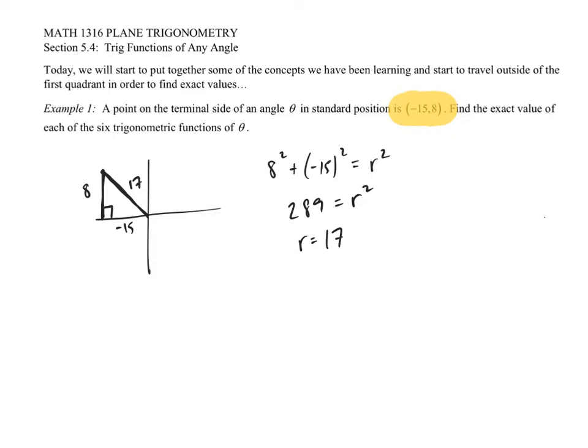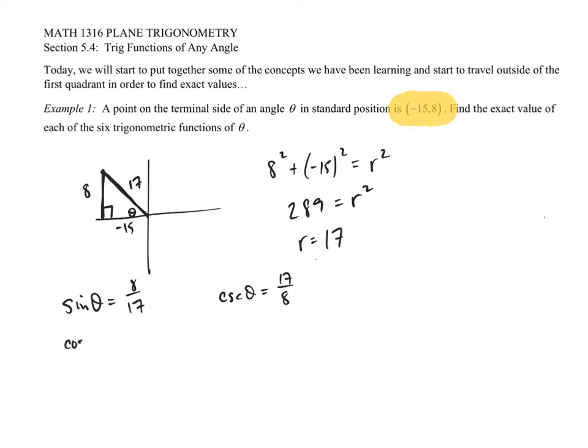Okay, so I'm going to put a 17 here on my hypotenuse. So now to find the 6 trig functions, I know that sine theta is going to be opposite over hypotenuse, and my theta is always going to be right here next to the origin. So opposite over hypotenuse is going to be 8 divided by 17. All right, well that tells me what cosecant theta is because I know that's just the reciprocal. Excuse me, so 17 over 8.